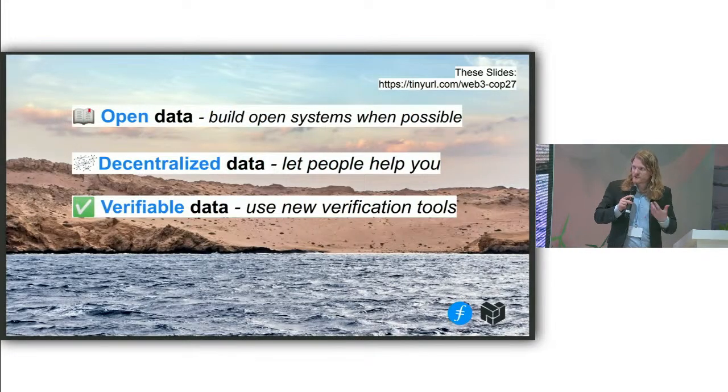And so those are the three principles, right? Can we make data open when it's possible? Can we decentralize data and allow people to help us? Can we crowdsource solutions to the entire world of people who have the knowledge and context to contribute? Can we verify data and use the right type of verification for the problem that we're trying to solve, right? Reveal the information that we need to reveal, validate the information that we need to validate, while keeping sensitive information still secret.